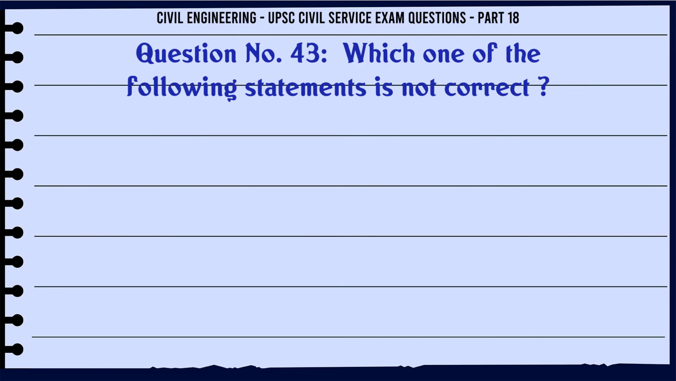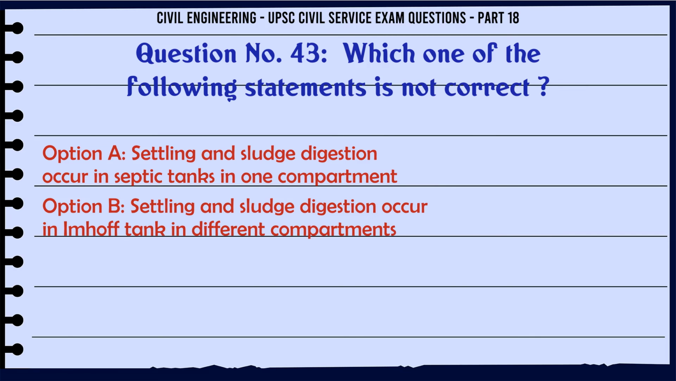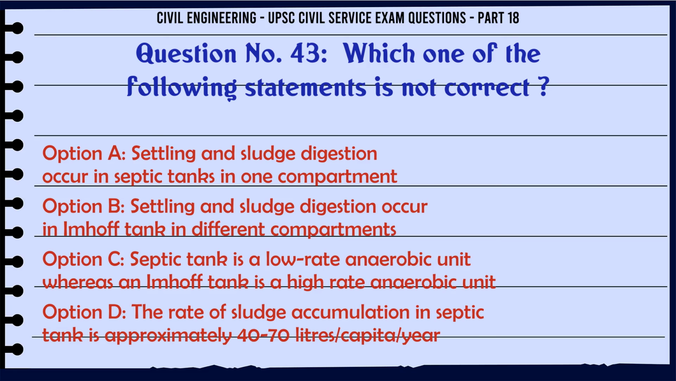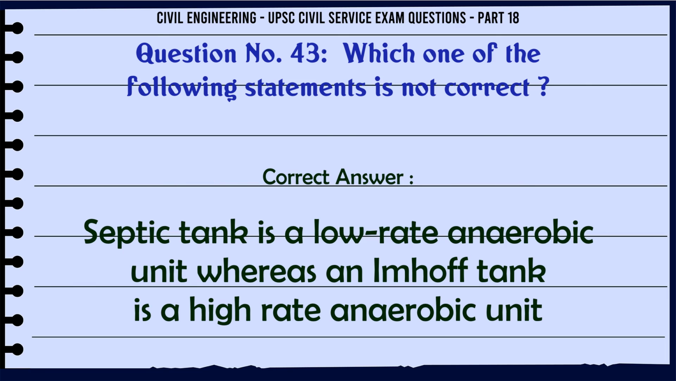Which one of the following statements is not correct? A. Settling and sludge digestion occur in septic tanks in one compartment. B. Settling and sludge digestion occur in an Imhoff tank in different compartments. C. Septic tank is a low-rate anaerobic unit whereas an Imhoff tank is a high-rate anaerobic unit. D. The rate of sludge accumulation in septic tank is approximately 40-70 liters per year. The correct answer is C: septic tank is a low-rate anaerobic unit whereas an Imhoff tank is a high-rate anaerobic unit.